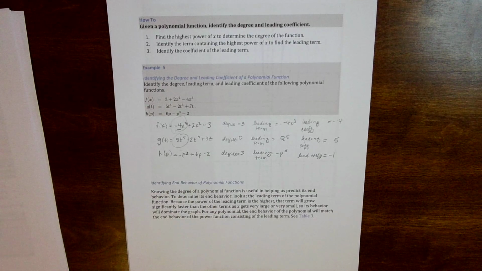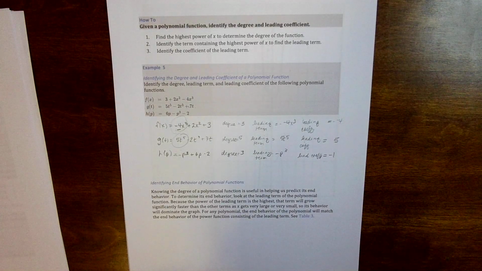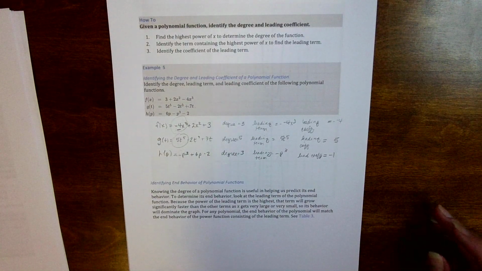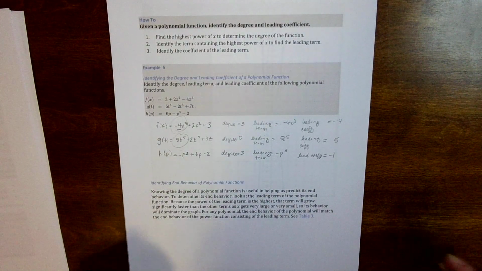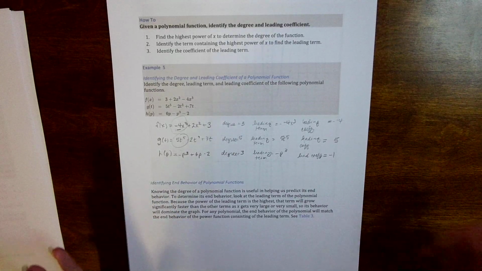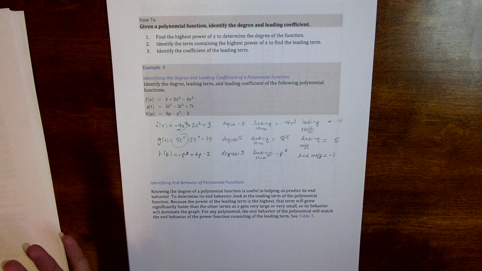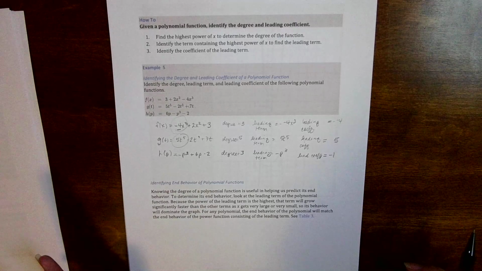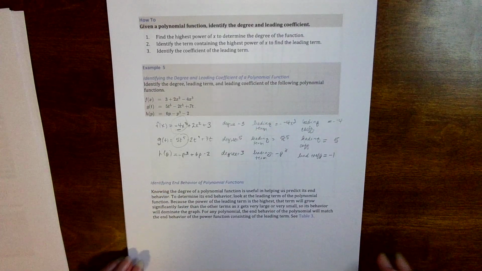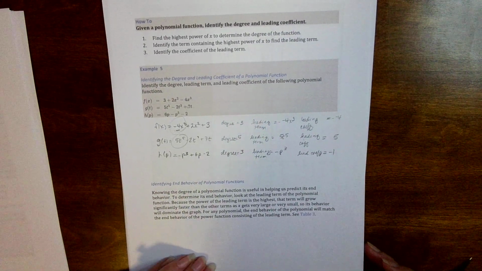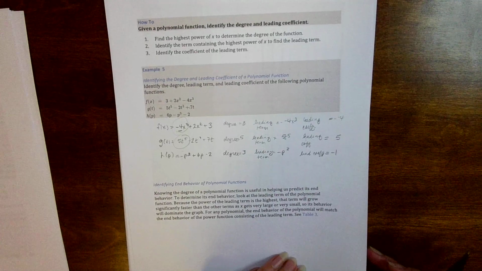So I keep referring to the end behavior of polynomials. Knowing your degree is helpful in helping us predict its end behavior. To determine its end behavior, we're going to look at the leading term of the polynomial function. Because the power of the leading term is the highest, that term will grow significantly faster than the other terms as x gets very large or very small, so its behavior will dominate the graph. For any polynomial, the end behavior of the polynomial will match the end behavior of the power function consisting of the leading term.